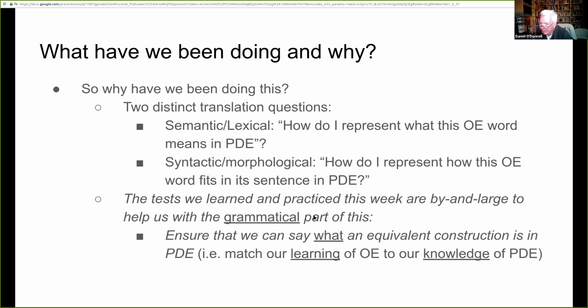So the tests we learned this week are by and large meant to help us with that last part, because that's where things often go wrong with students. Students don't have any problem when you look up König and find out that an English equivalent is king. There rarely seems to be much of a problem unless the sentence is complex or something. But people very commonly will look at the word in Old English, recognize what it is, and then mistranslate it grammatically when they move across. And so these tests are a way of testing this to ensure that we can say, first of all, what the equivalent would be in modern English, and secondly, check that we've actually translated it that way.